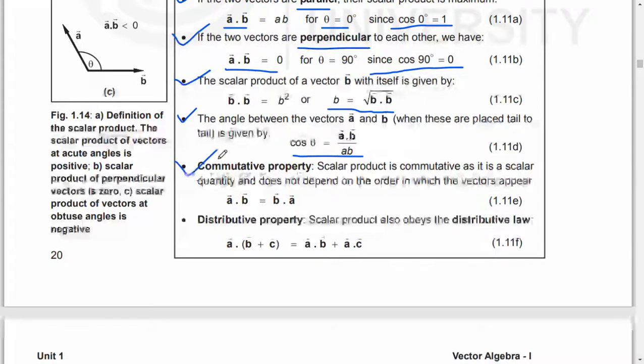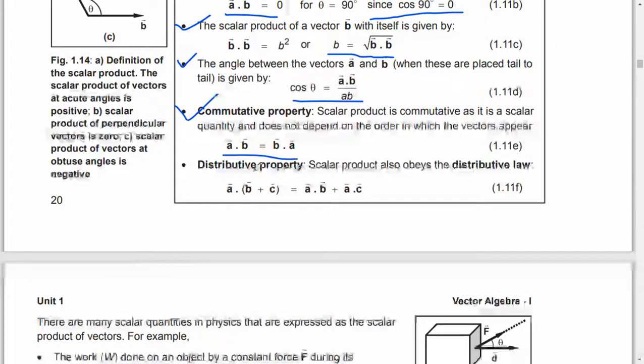Commutative property. Scalar product is commutative, as it is a scalar quantity and does not depend on the order in which the vectors appear. A dot B equals B dot A. Distributive property. Scalar product also obeys the distributive law. A dot (B plus C) equals A dot B plus A dot C.